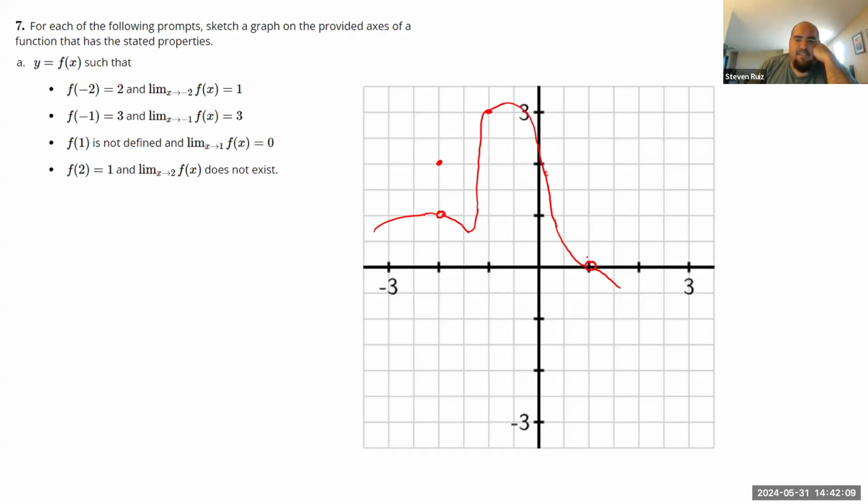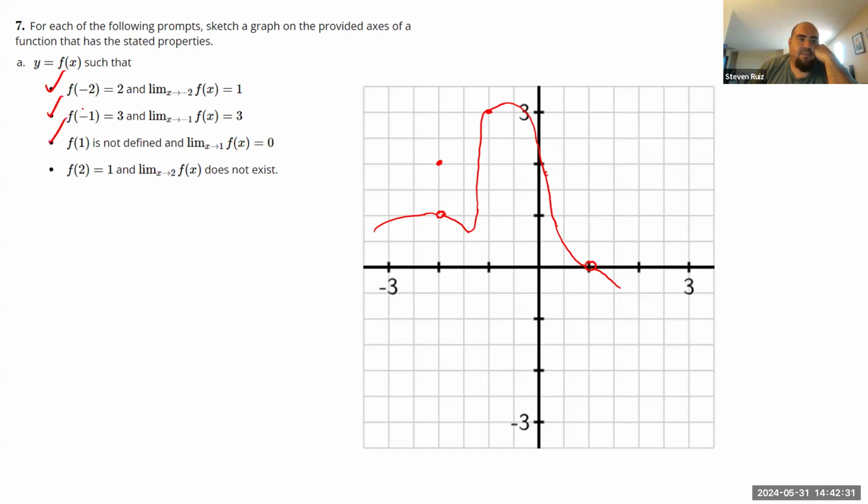But here I think I have the limit existing at x equals 1, that limit being equal to 0, but 1 is not in the domain of this function. So, for example, I don't want to have a closed circle anywhere else at x equals 1. So I believe that handles the third bullet.